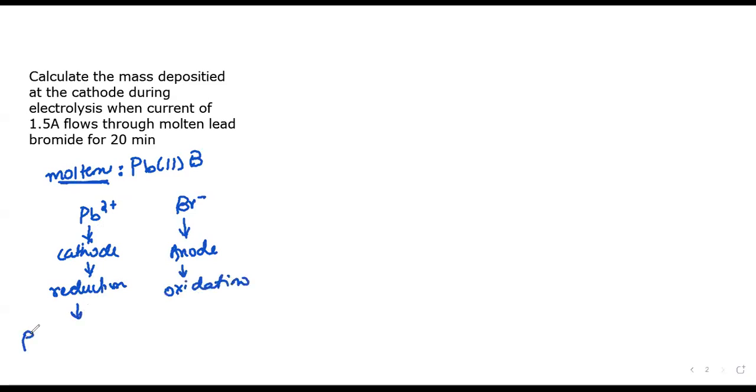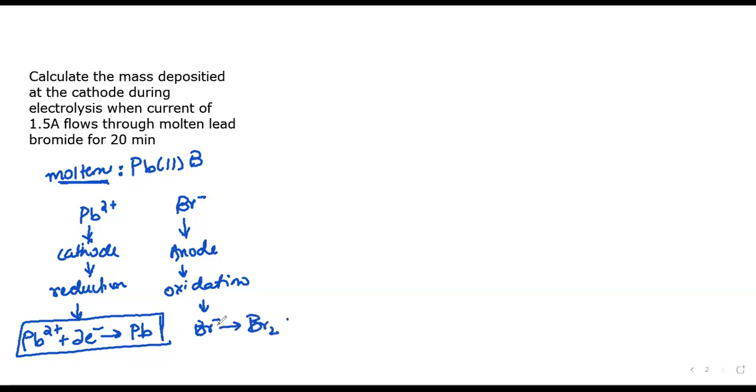So over here, Pb2+ plus 2e gives me Pb. I always first want to make my half ionic equation, because I want to determine the moles of electrons that are actually involved in this particular situation. You and I can clearly see that there are 2 moles of electrons involved. So now let's go ahead and do our calculation.